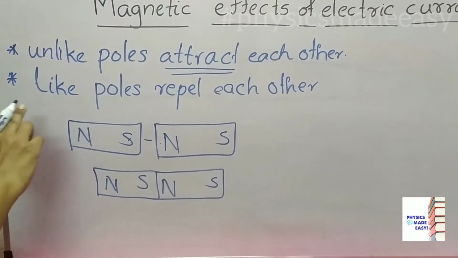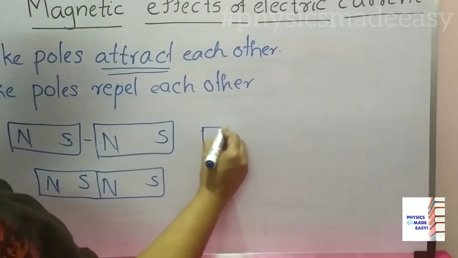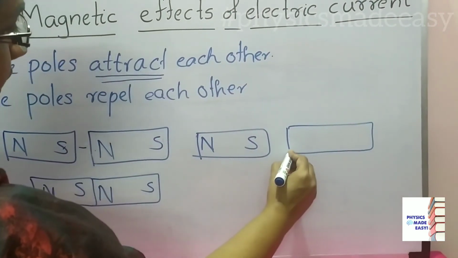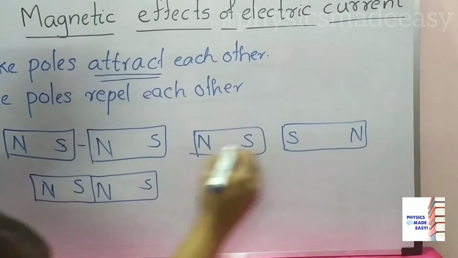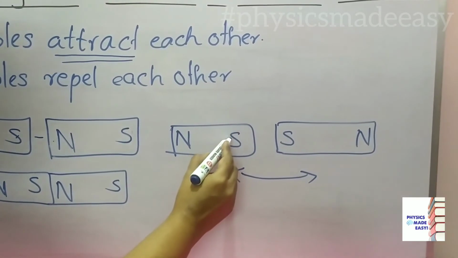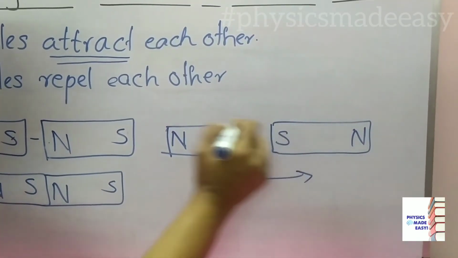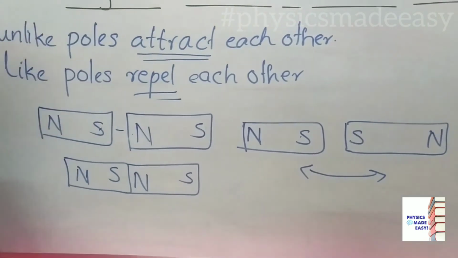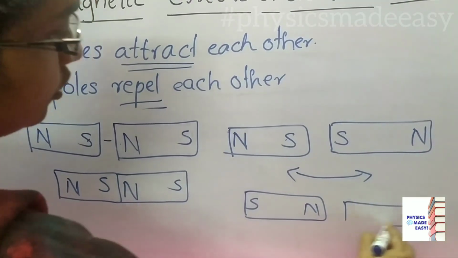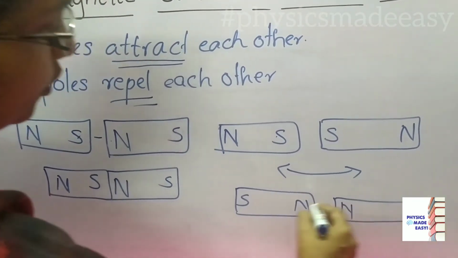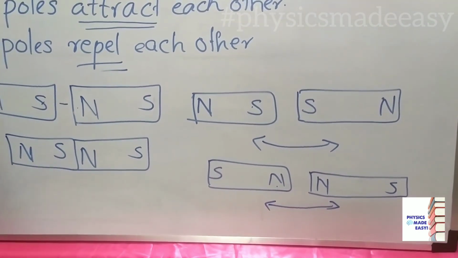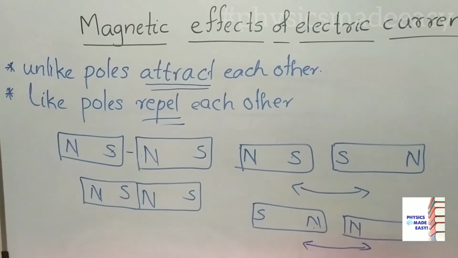In the same way, like poles repel each other. Here you can see north pole and south pole. If you place another magnet like this, with south pole and north pole, what will happen? They will repel each other. Okay children, here the south pole repels the south pole of this magnet. So here is the force of repulsion. In the same way, if you place the north pole of another magnet near to the north pole of the first magnet, you can see these magnets will repel. Okay, these 2 points are the law of magnetism.